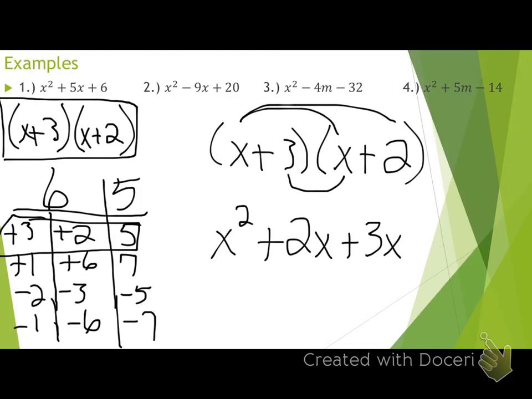And what does L stand for? Last. What are my last two terms? 3 and 2. It's 3 times 2. That's 6. Okay, combine my like terms. What's 2x plus 3x? 5x.